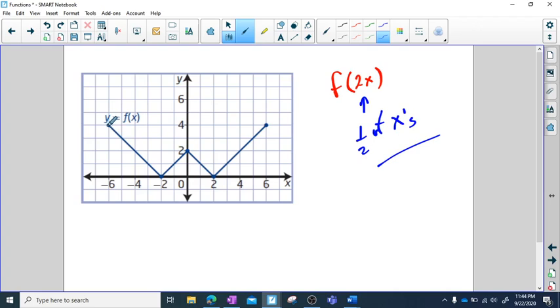Okay, so the x value here is -6. It will end up at -3. The y value won't change. The x value is -2. It'll end up at -1. The x value is 0. It won't move then because that's 0, so it would stay where it is. The x value is 2, it'll go to 1. The x value is 6, half of it would take it to 3. Here's your new graph.